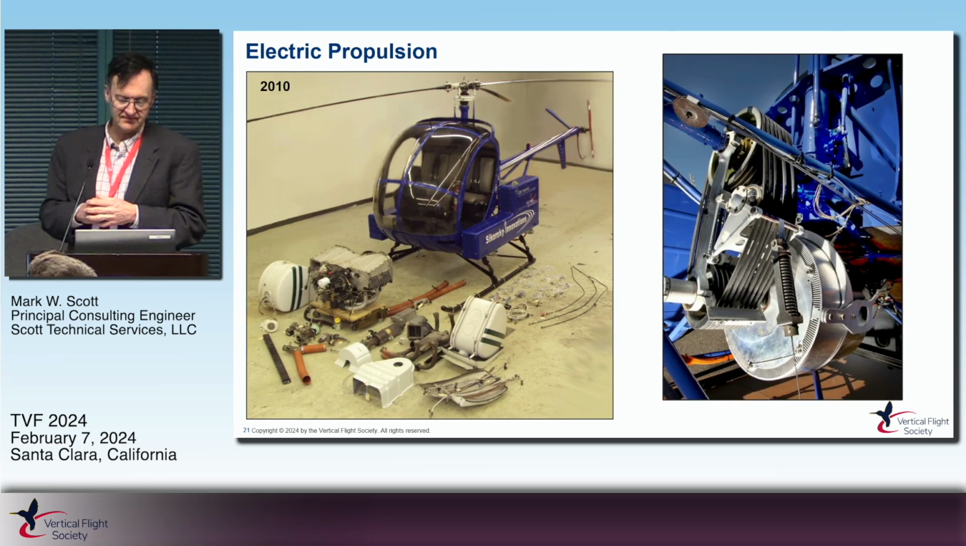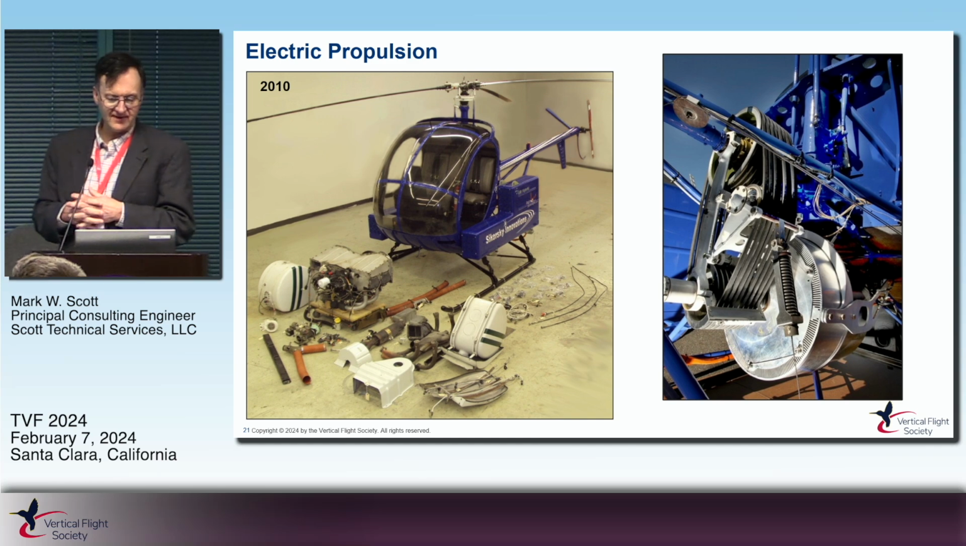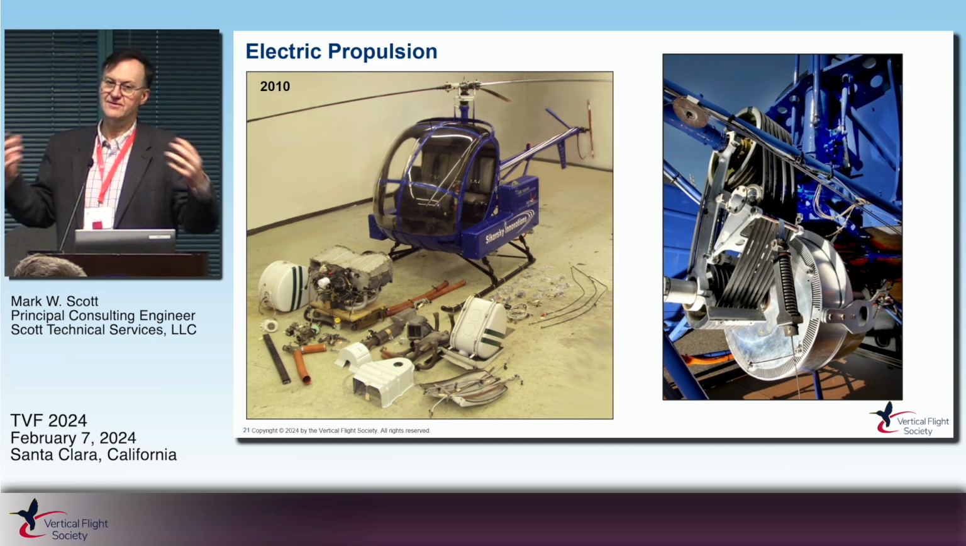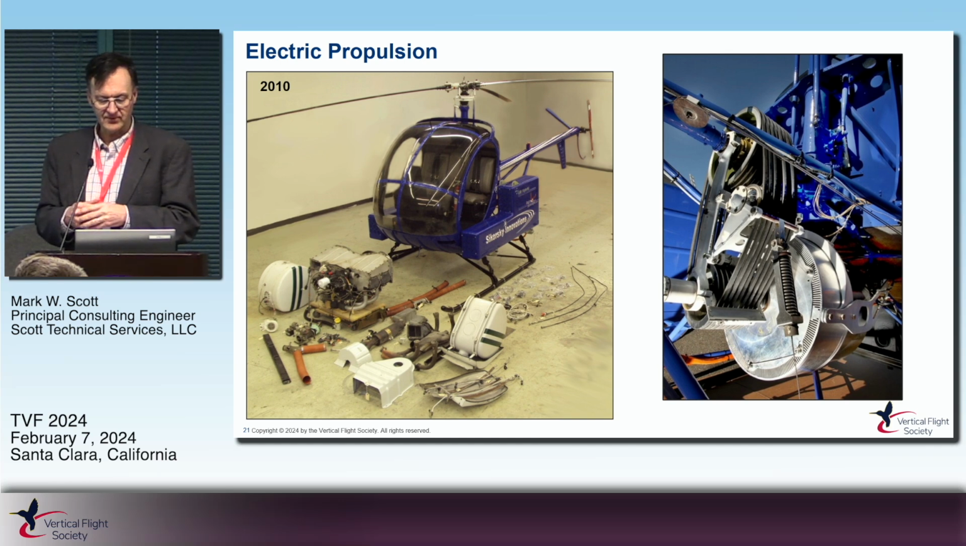So electric propulsion, here's a picture of the Sikorsky Firefly. This is back in 2010. Sikorsky was really interested in seeing how electric propulsion would work on an aircraft. And this is a great picture because it shows all of the internal combustion engine, Lycoming engine, pulled out of that aircraft and all the other stuff that goes around it. Fuel tank, wires, exhaust, cooling fan, and so forth. And it's replaced by what's on the right-hand side here. That silver canister is the motor. And all the other stuff you see, the transmission, which is a belt transmission.